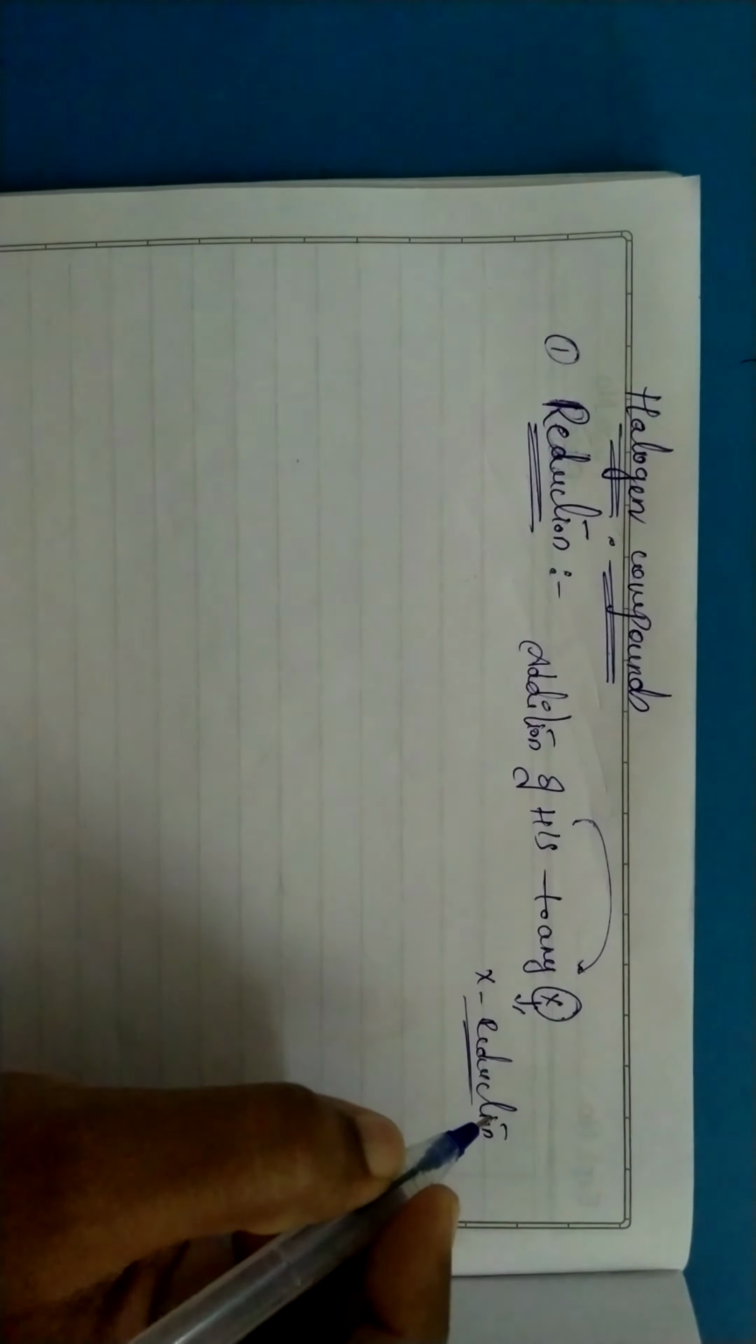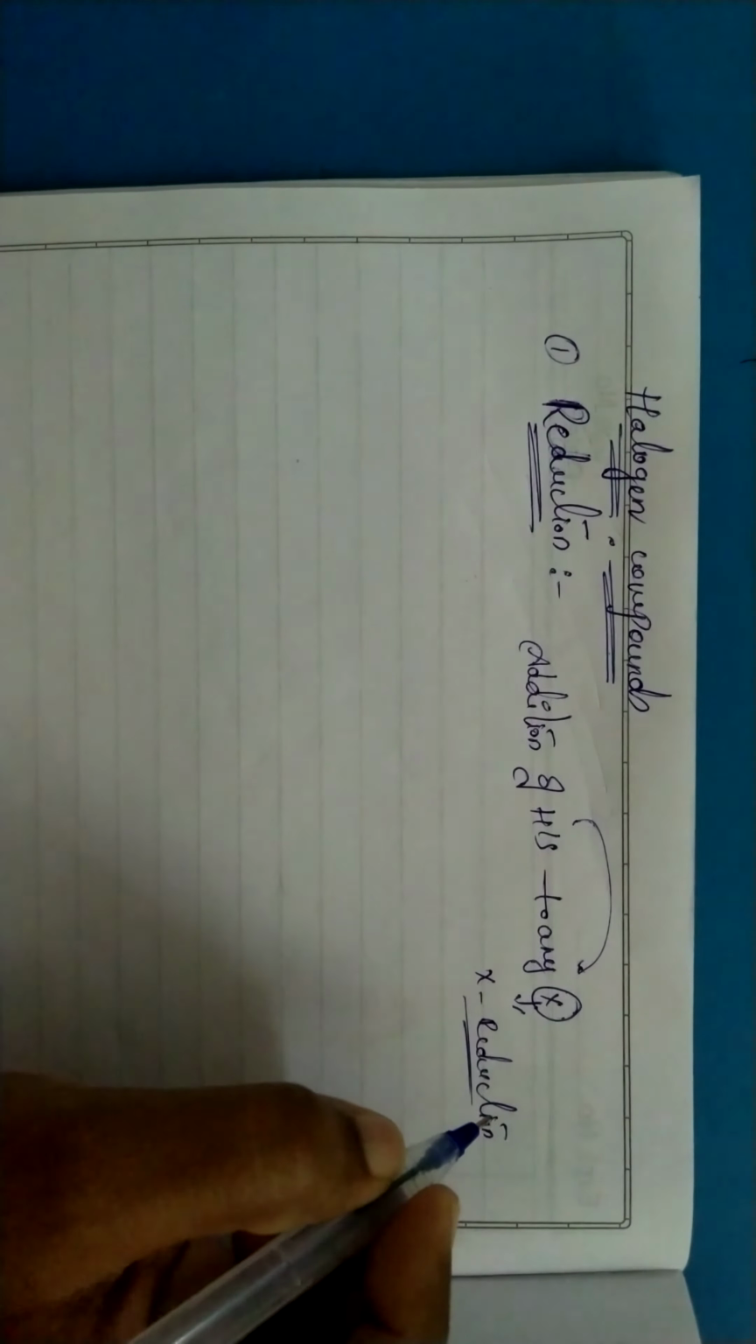So this is the first reaction. What is the first reaction? When alkyl halides react with hydrogens in the presence of any reducing agent like lithium aluminum hydride, sodium borohydride, sodium in ethanol, HI in red phosphorus, nickel in presence of hydrogen, or we can also use ZnHg and HCl. In this way we can use any reducing agent.